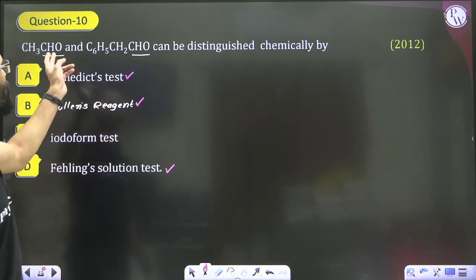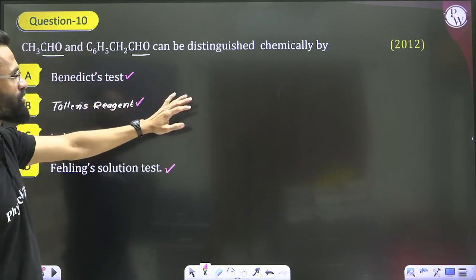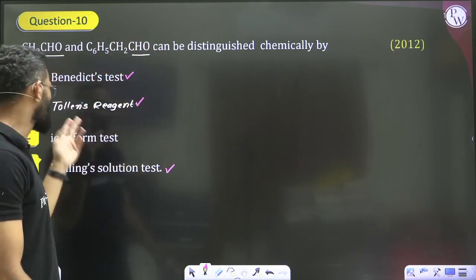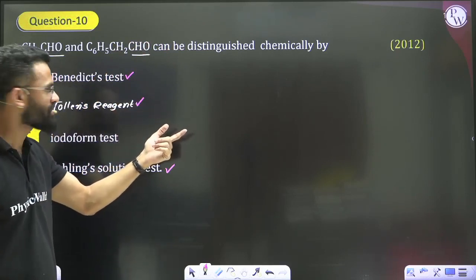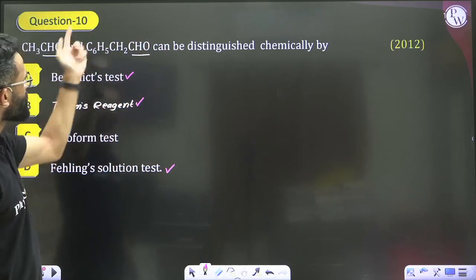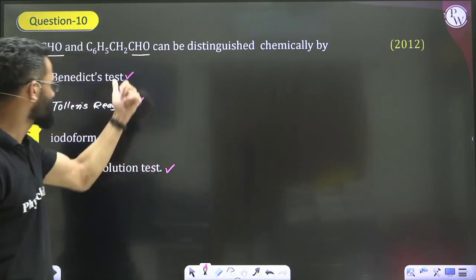Meaning, if we allow both of these compounds to react with these three reagents, we are going to get formation of a product which is going to be their corresponding acid and the corresponding color. Like if you use Tollens reaction, we'll get silver mirror formation. Both of them will form silver mirror. If you take Benedict or Fehling, both of these can form red precipitate of Cu2O. So we won't be able to distinguish using these three reactions.